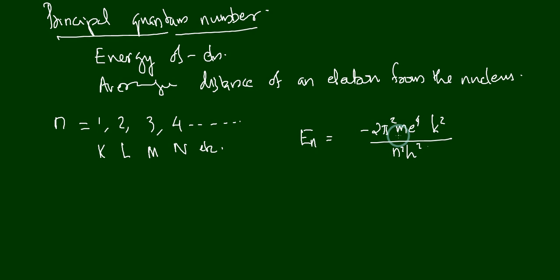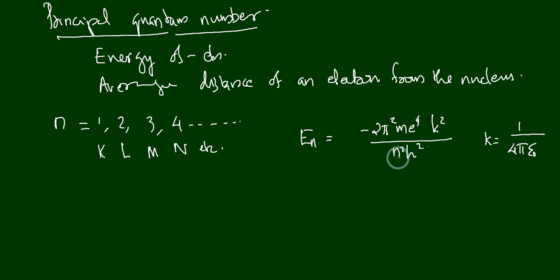Here m is the mass of the electron, e is the charge of the electron, and k is 1 divided by 4 pi epsilon 0. That is k, which is already known, and h is the Planck's constant. Therefore, energy depends on the quantum number n.